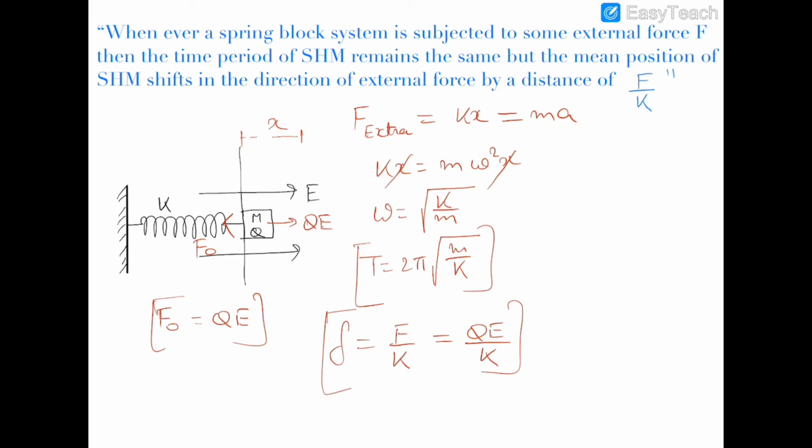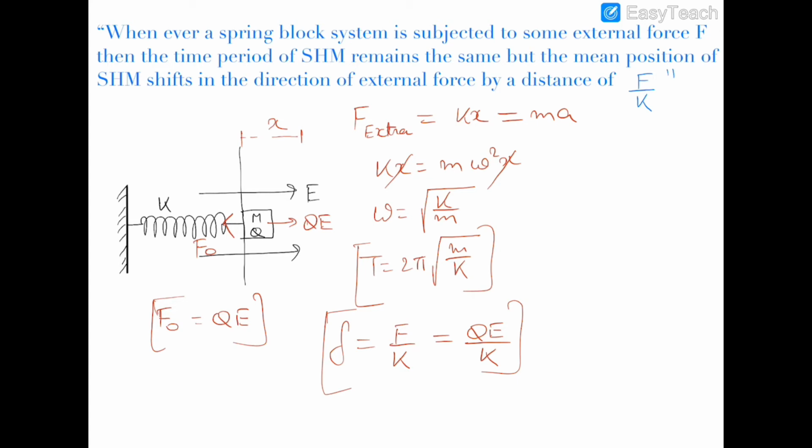Now the second important thing is the fact that when that spring block system is under the influence of some external constant force, then the mean position of that spring block system will be shifted in the direction of external force by a distance of F external upon K, but the time period will still remain the same.